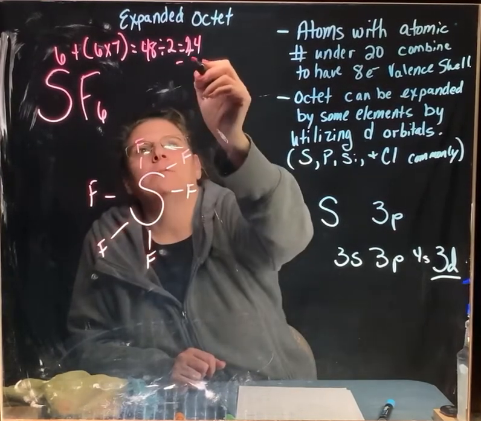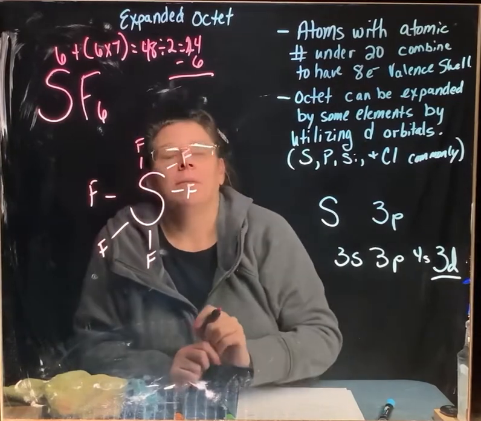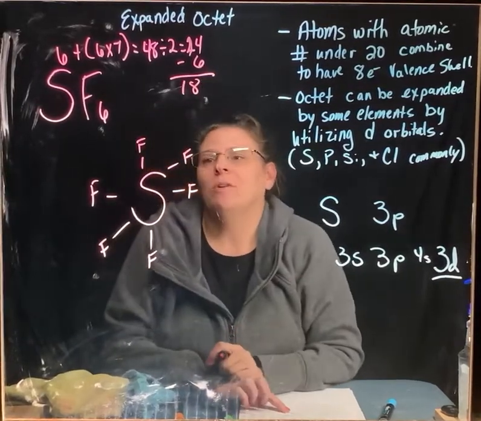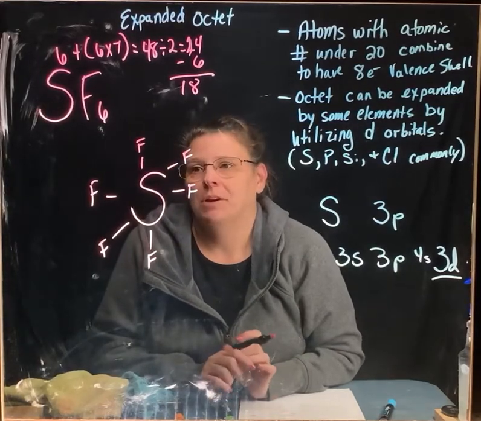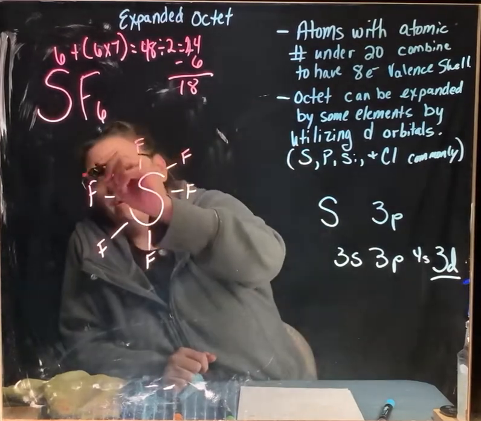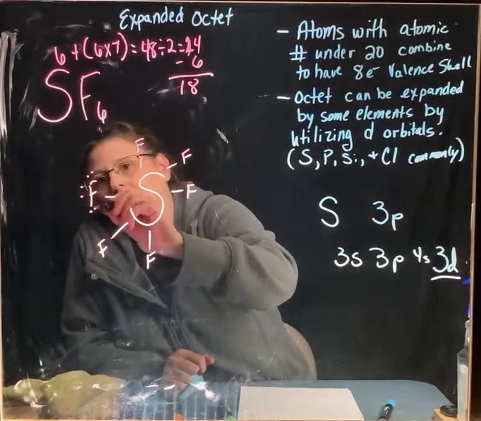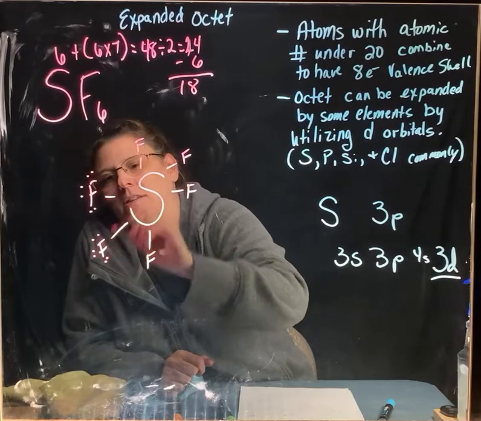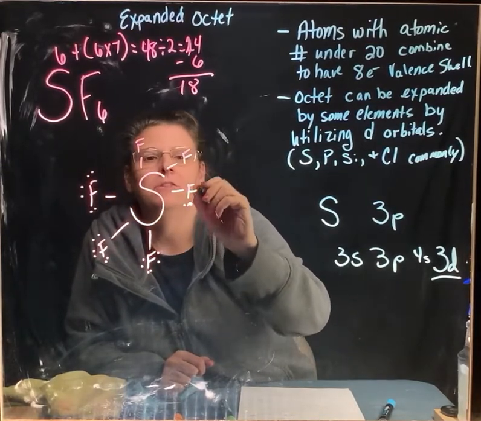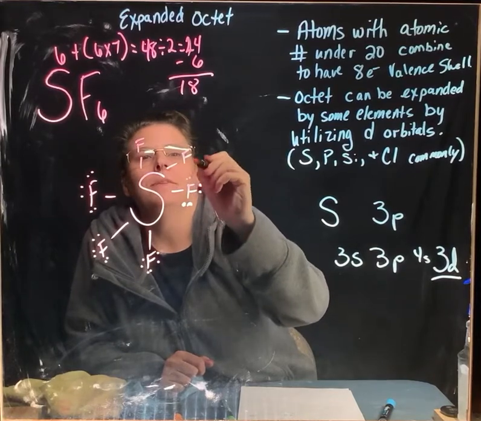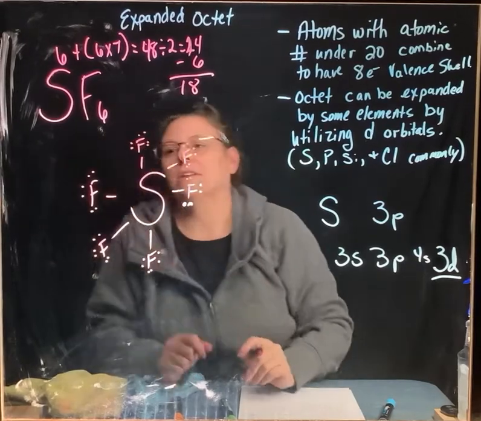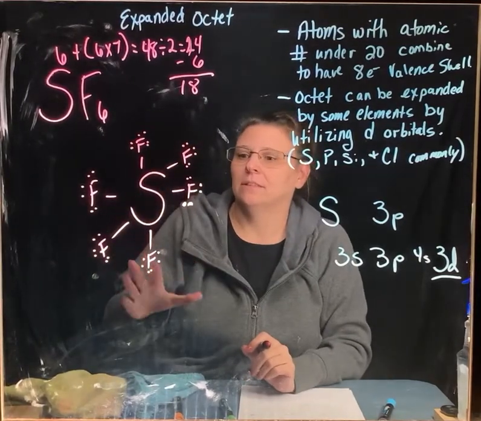Okay, I'm going to subtract 6 from here, and I'm going to end up with, I'm going to cheat, there's my 18 more valence electrons that I have to add on. So right now I'm going to work on fluorine, making sure everybody has 8. There's 8, 8, 8. Oops, I added too many there. Okay, 8. So now we have 8 on everything.